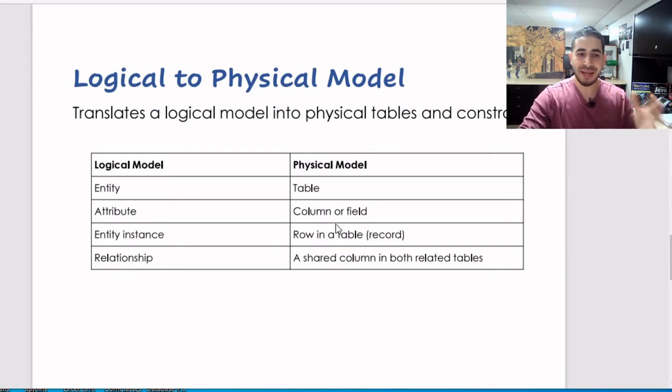The third phase is to create the physical model, and that is to turn the logical model, which is the ERD model, into a physical model. And this is really the translation. The entity becomes a table, the attributes become columns or fields, and the relationship is going to be a shared column in both related tables.